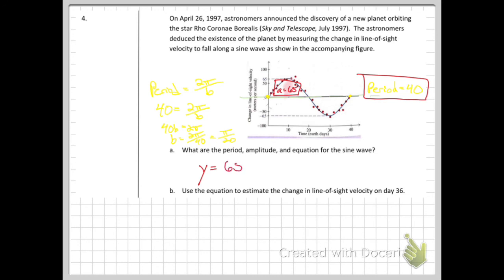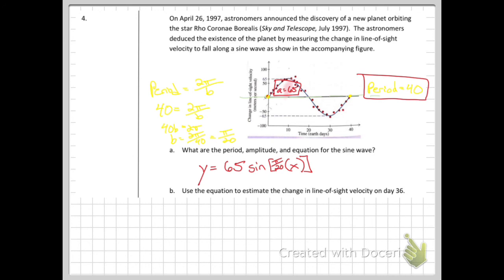A is going to be 65, and it is positive because the sine curve does go up first. And then sine, bracket, parentheses, x. So because the beginning point is at 0, there will not be anything in this parentheses with the x. There's no phase shift. Bracket. And then because the midline is at 0, there is also no vertical shift. So we just need to put that pi over 20 in front of x because that needs to be our b value.